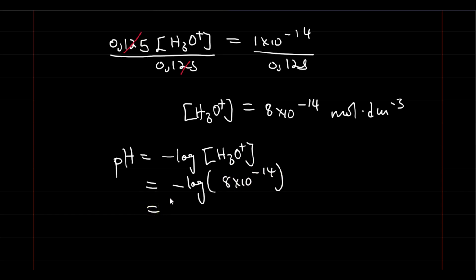So negative log of... okay, so now my pH is what? Is 13.1. So that's how you calculate the pH from a given hydroxide concentration. Okay guys.